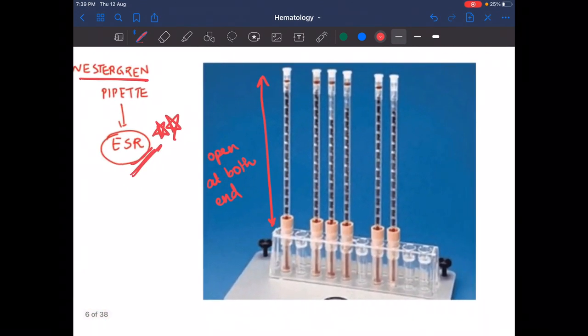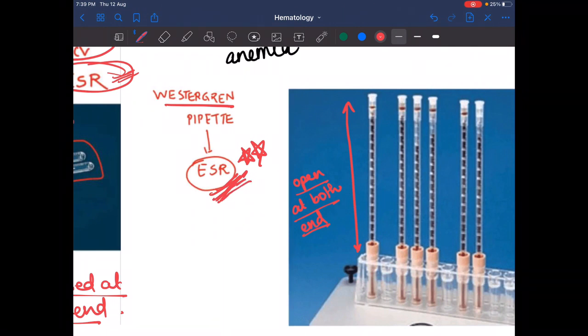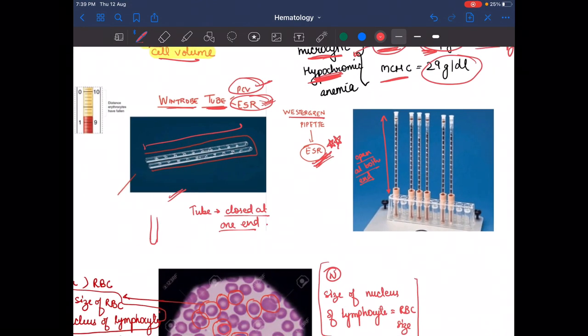This is a Westergren pipette. Why pipette? Because it is a long tube and it is open at both ends. As it is long, the name is also long, that is Westergren pipette. It only and only tells you about the ESR value, while the Wintrob tube tells you about the packed cell volume and ESR.